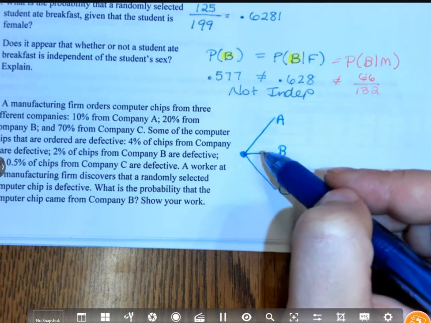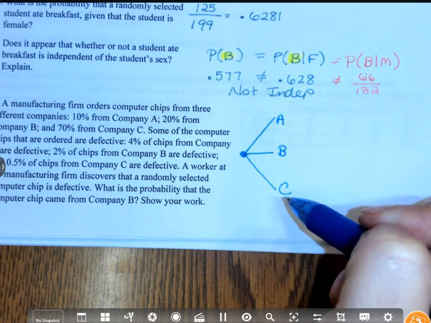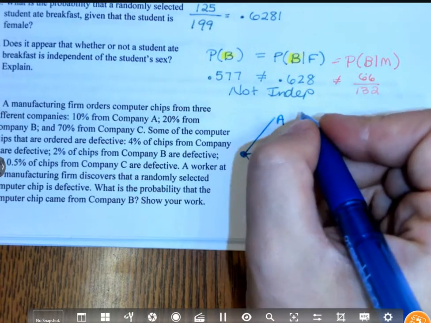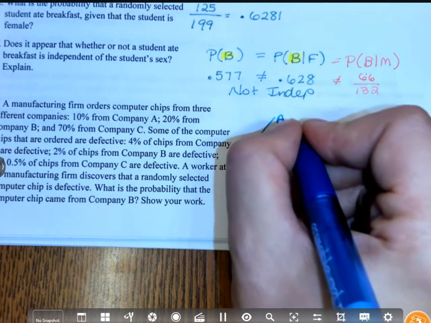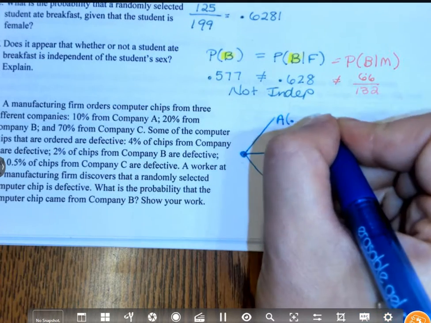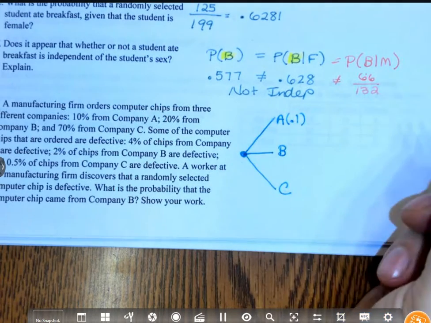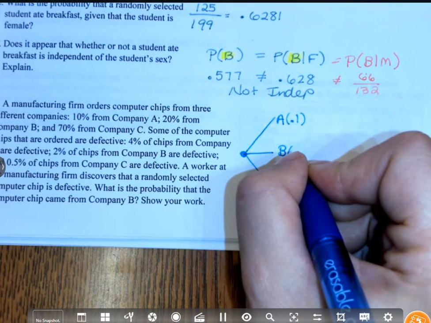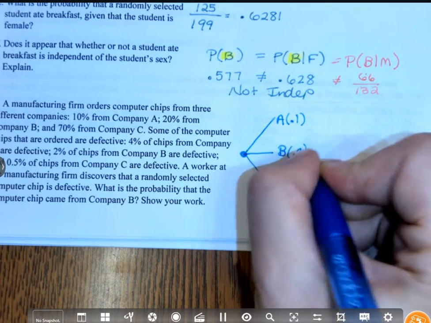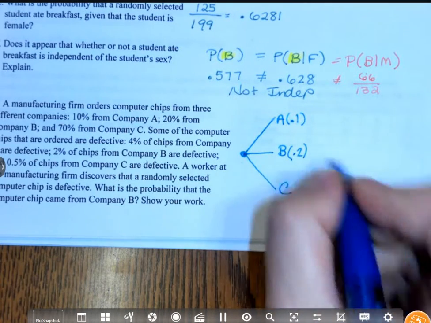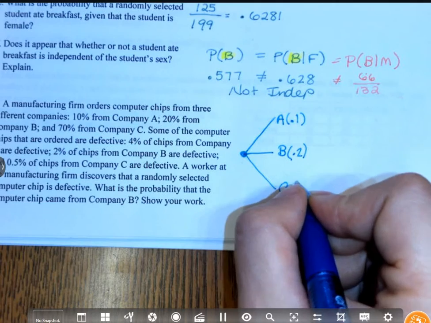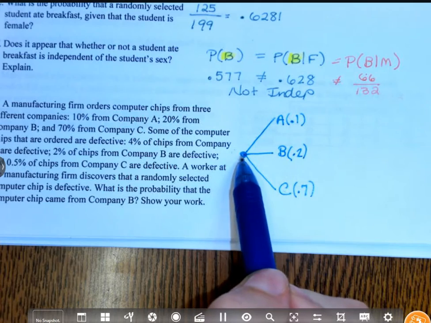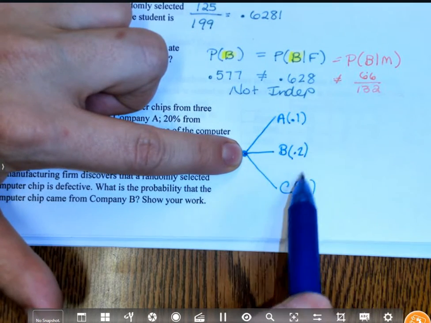The thing that you need to understand is when these lines come from a common point, they should add up to 1. So what is the probability that we came from company A? 0.1. What is the probability we came from company B? Elise, for now, just focus on this one. And for part C, from company C? 0.7. Do you notice that all of these come from the same point? So those should all add up to 1.